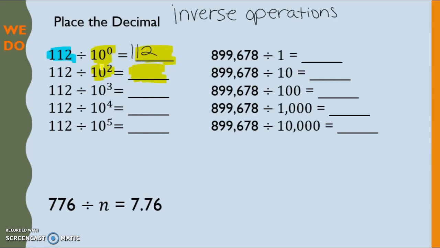Now, notice I skipped 10 to the first power in our pattern. So it's important to notice that. I skipped that on purpose just to make sure that we're paying attention to what the exponent is and not just writing the numbers all the way down on the blank lines. So 10 to the second power times what equals 112? If you are thinking that we need to move the decimal point 2 times to the right, you are correct.